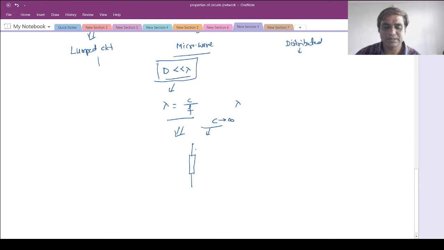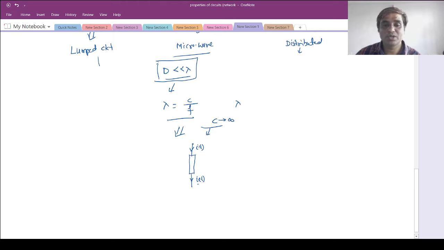When the speed of light is infinite, what does it mean? Suppose I have this element, and to it I am passing current i(t). Immediately, at the output terminal, current will appear at the output lead at the same amount of time. So when current passes through the element, due to the infinite speed of light, the same current will be at the output lead. It means there is no propagation delay, and no charge accumulation.